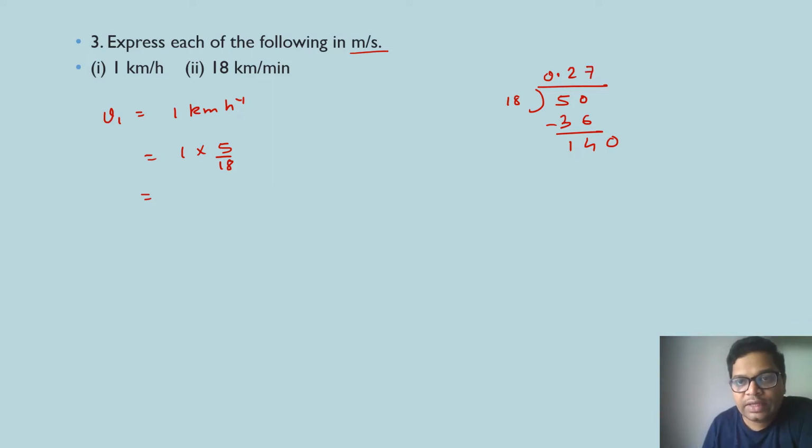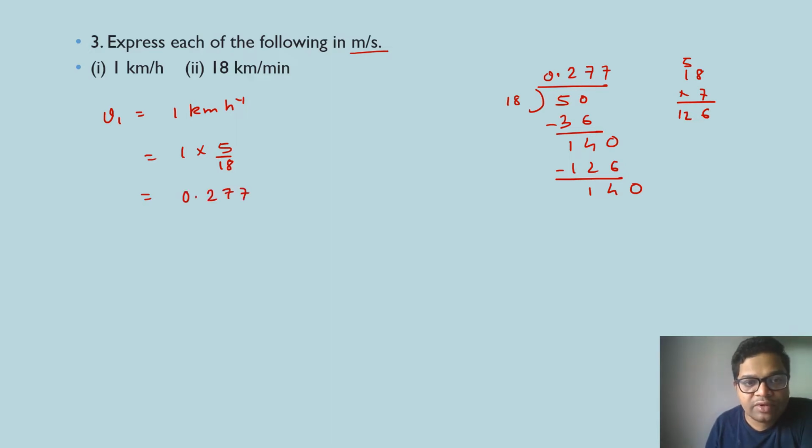Let's say 7. 18 into 7 is 126. Again we get 14. So that will be 7. So this will be 0.277, that will be 0.28 meter per second. So that's the first one.